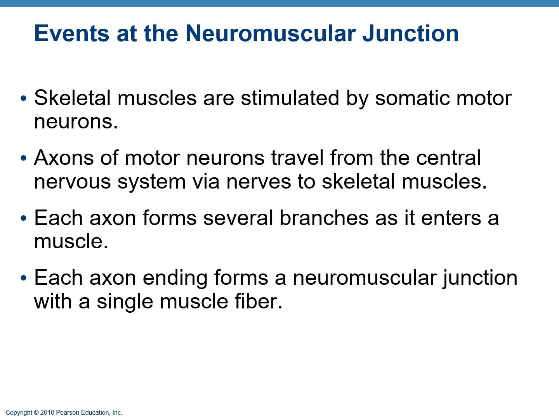Skeletal muscles are stimulated by somatic motor neurons. Remember that skeletal muscle is under voluntary or conscious control, so it's somatic motor neurons that we can consciously control the firing of. Axons, the transmission parts of these motor neurons, travel from the central nervous system, the brain and spinal cord, via nerves, bundles of axons, to skeletal muscles. Each axon forms several branches at its end as it enters a muscle. Each axon ending forms a neuromuscular junction with a single muscle fiber, a single muscle cell.